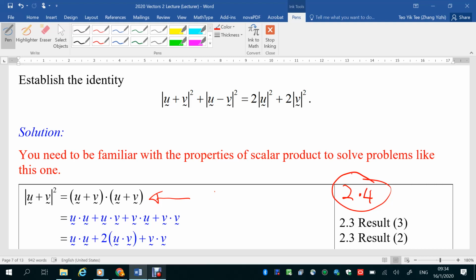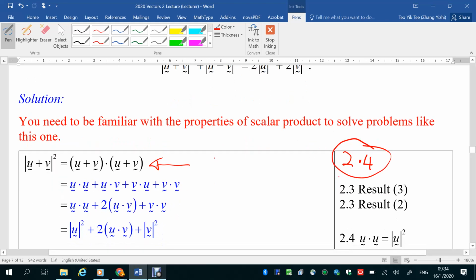Then what happens next is, what is u dot u? By your properties, 2.4, magnitude u squared. Your 2.4 properties come in again. So we get magnitude u squared plus 2 u dot v plus magnitude v squared. So far so good?